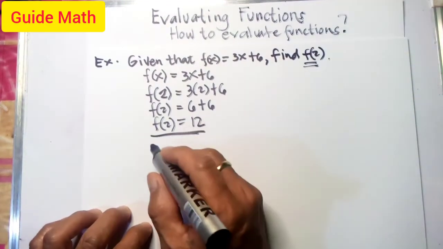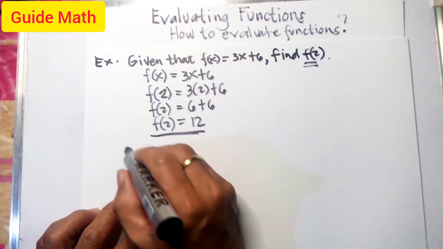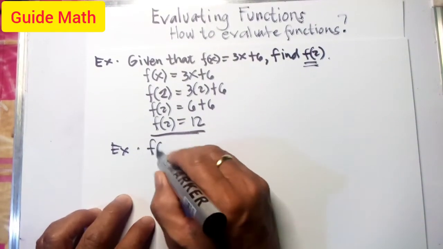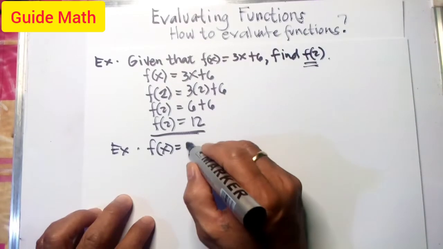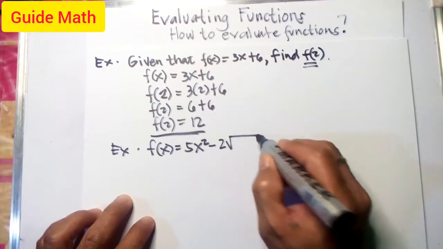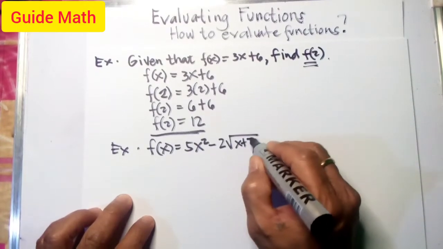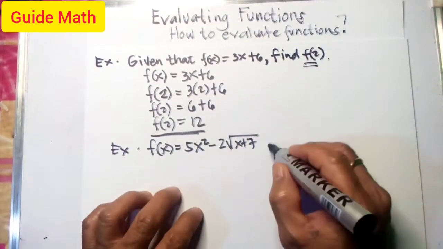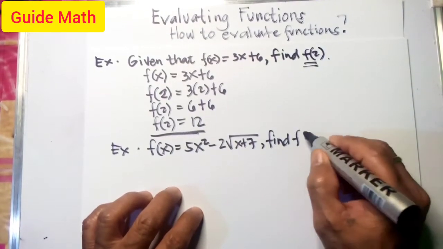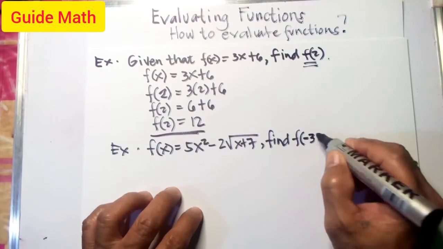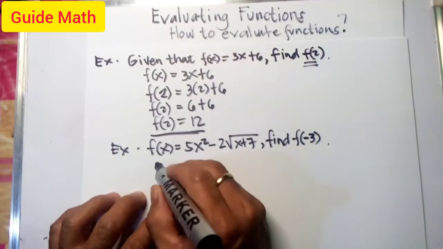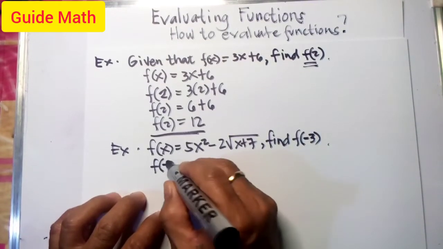Okay? So another one. Suppose we have another example. Suppose f of x is equal to 5x squared minus 2 square root of x plus 7. Then we have to find, let's say, as our input, negative 3. So we are going to evaluate this. So we have f of negative 3.